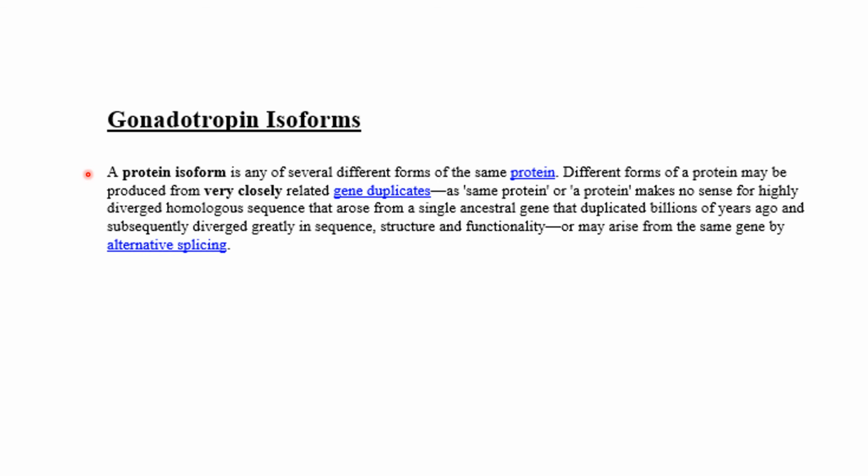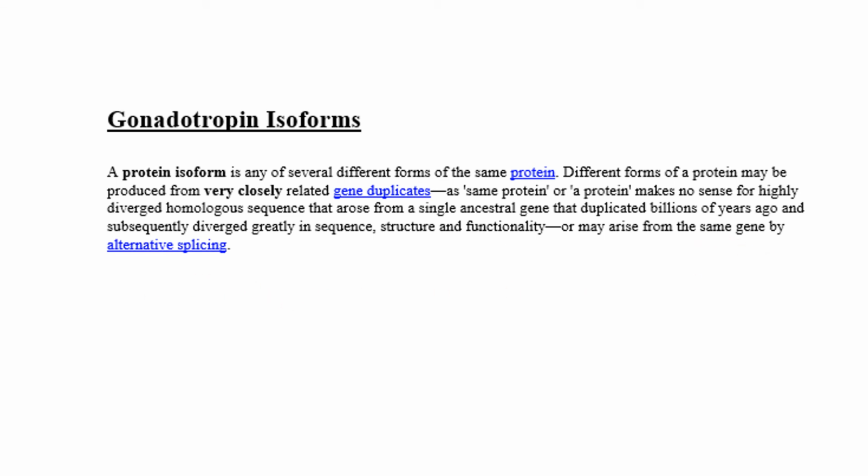So it really doesn't make sense to have isoforms, is what it's saying. Okay? So why make the same protein again, or why even make a similar protein? It makes no sense for a highly diverged homologous sequence. Okay? So these duplicates arose from a single ancestral gene that duplicated billions of years ago in time and subsequently diverged greatly in sequence, structure, and functionality, or may arise from the same gene by alternate splicing.